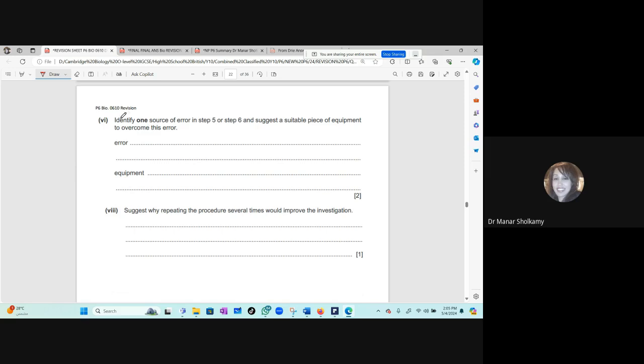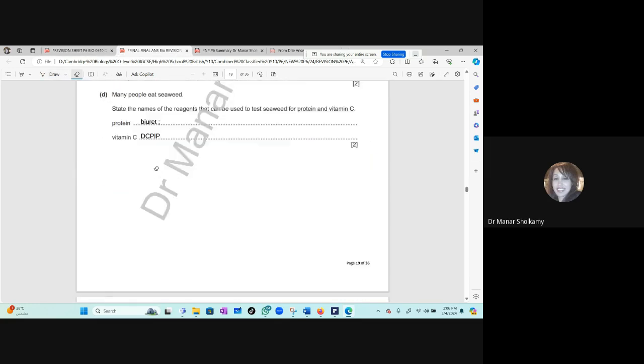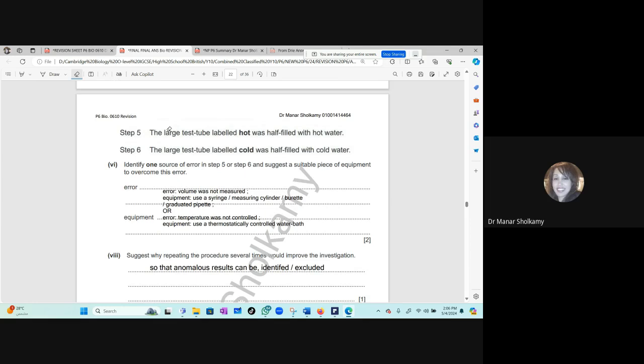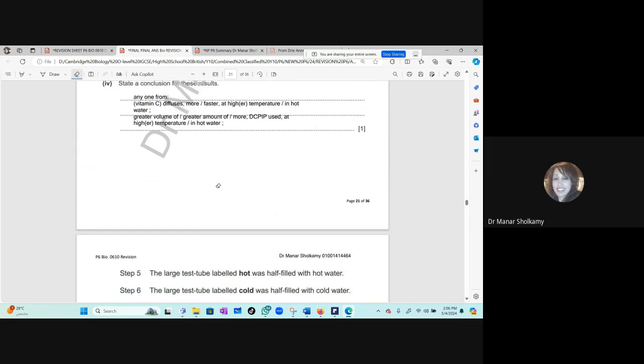Identify one source of error in step 5 or 6. I forgot to include 5 or 6, so I included it here. Step 5, the large test tube labeled hot was half filled with hot water. Now, don't look at the answers. What is the mistake here? Step 6, the large test tube labeled cold was half filled with cold water.